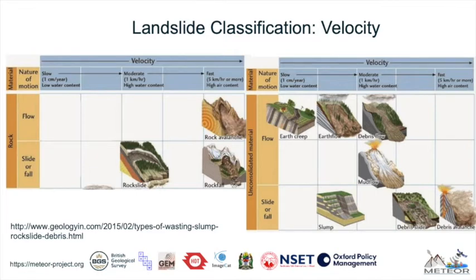These are 1 kilometre an hour with a high water content, so debris flows and mud flows, and also rock slides and debris slides. And then we have our fast landslides, so that's 5 kilometres an hour or more with a high air content. So these are rock avalanches, rock falls, and debris avalanches.